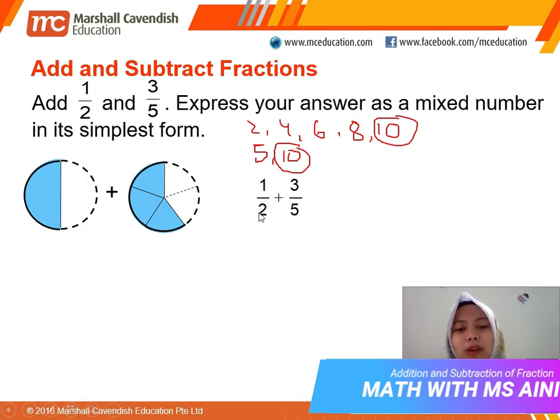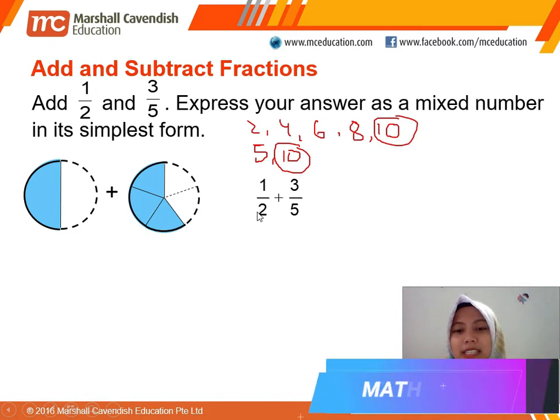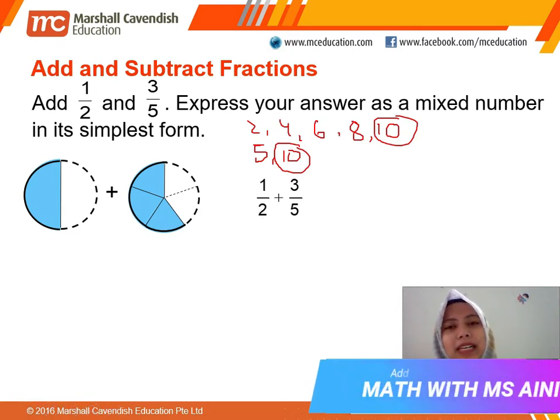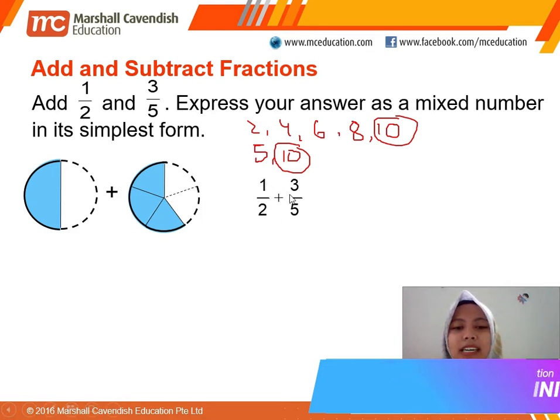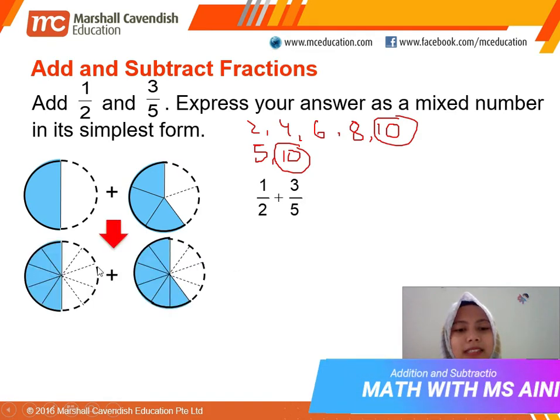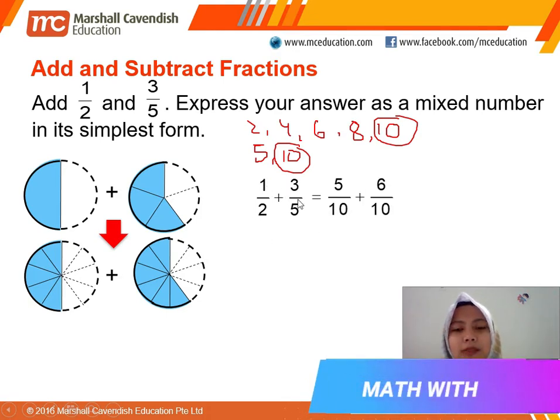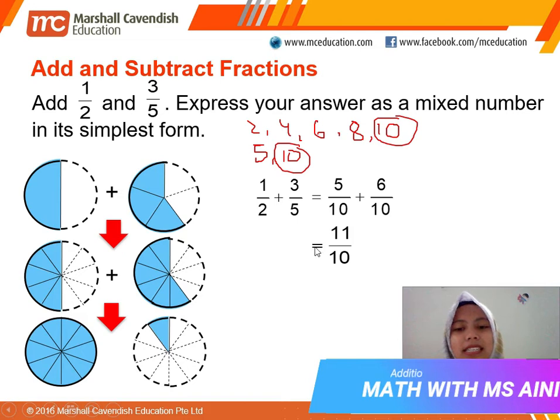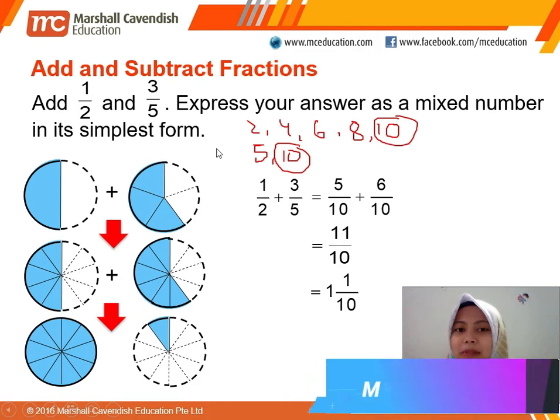Of course, when this is over 2 and we are going to change it into over 10, you will need to multiply it by 5, right? So this one is multiplied by 5 over 5, and this one is multiplied by 2 over 2. So now we get 5 over 10 here, and 3 times 2 is 6, 5 times 2 is 10. Now we get the answer 11 over 10, and it's also 1 and 1 over 10. Is it the simplest form already? Yes.